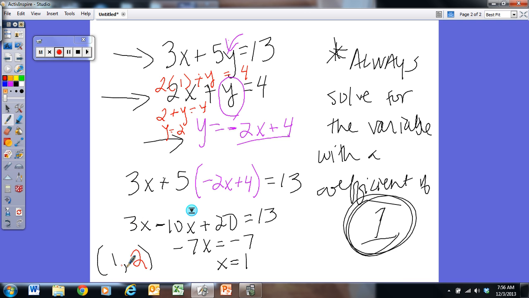Now the nice part is this point should work for all three of these equations. So if I go 3 times 1, because x is 1, that's 3, plus 5 times 2 is 10, that should equal 13, and it does. And if I check it here, negative 2 times 1 is negative 2, plus 4 is positive 2. So it works for all of them.